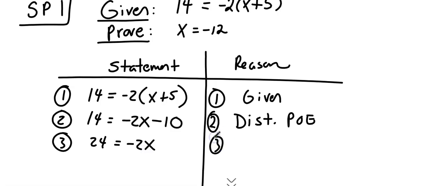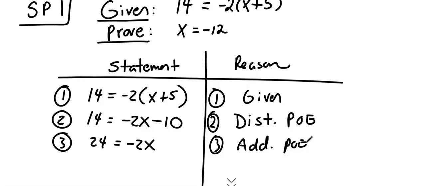Now, how did we get there? So let's ask Neve. Neve, how do we get from statement 2 to 3? What did we do? Yep, we added 10 on both sides. So that would be the addition property of equality. You notice I'm not showing the work this time. Once again, I don't care if you show the work, but this is what it would really look like.